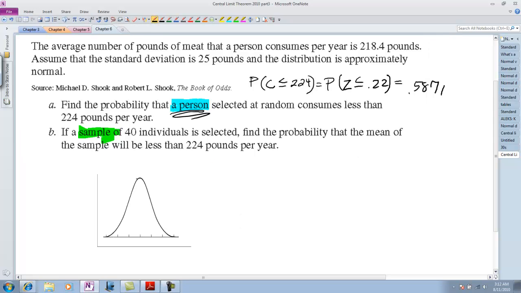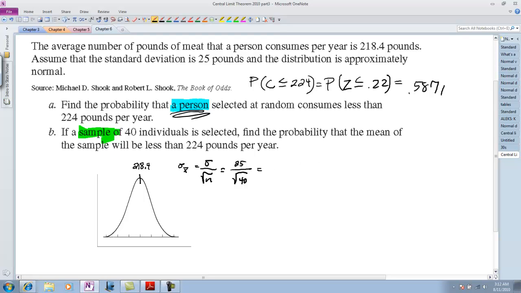How do I know that? Because, well, the mean is still the same. It's still 218.4. But now the standard deviation for the sample means, also known as the standard error, is going to equal the population standard deviation divided by the square root of n. And that is 25 divided by the square root of 40, which is a little more than 6. So this is going to be a little less than 25 divided by 6, whatever that is.